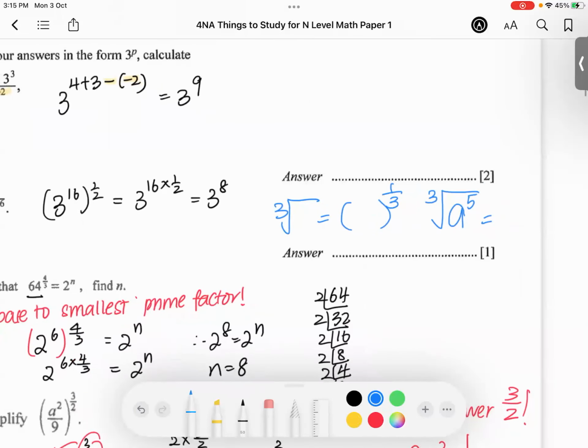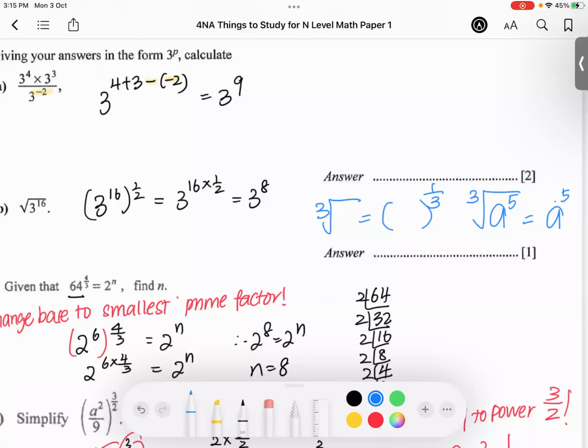A to the power of 5. Cube root means I divide the power by 3. So the number inside the square root will be in the numerator. The number outside the square root will be in the denominator. So just in case it comes out, just to test, just to let you know.